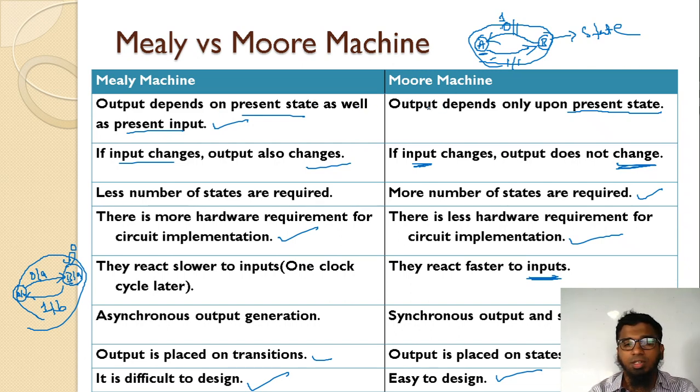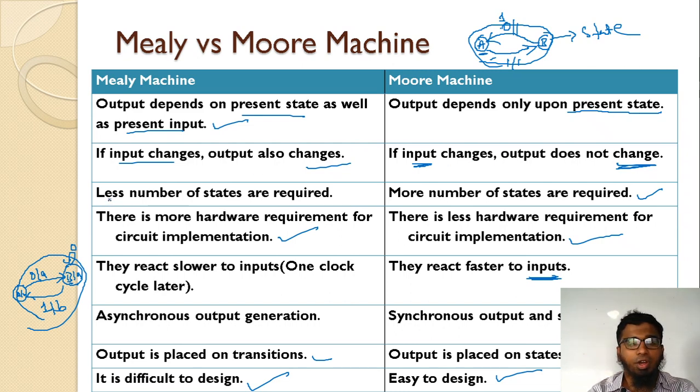Next, in the Moore machine the output depends only upon the present state. It only depends on the state. In Mealy, if the input changes, the output also changes. Yes, because the output depends on input and state, so if either input or state changes, definitely the output will change. In Moore, if the input changes, the output does not change, because it already depends on the state.